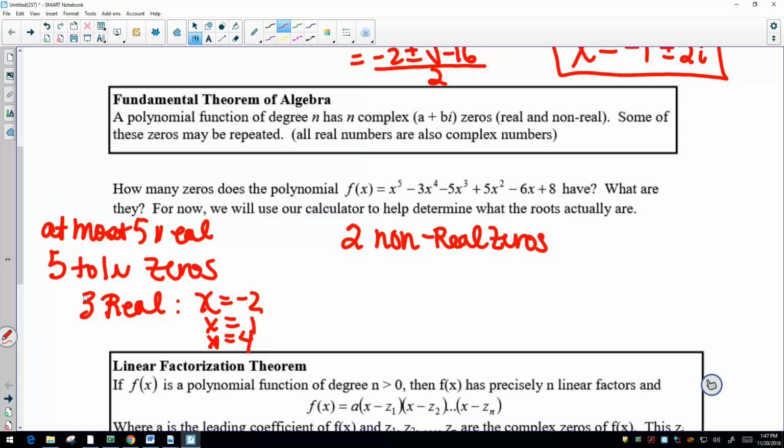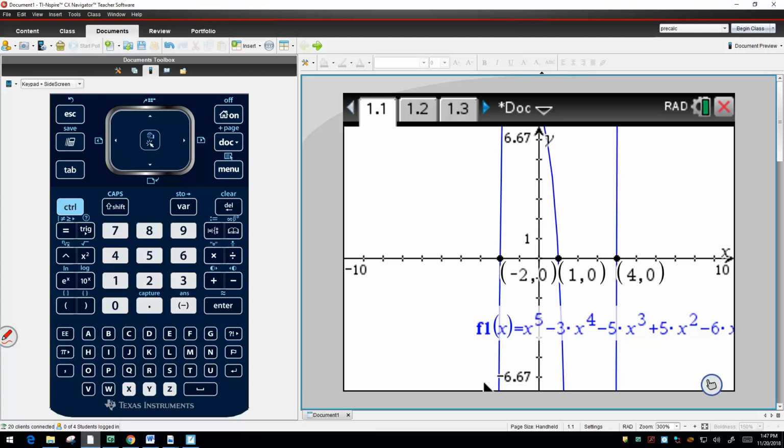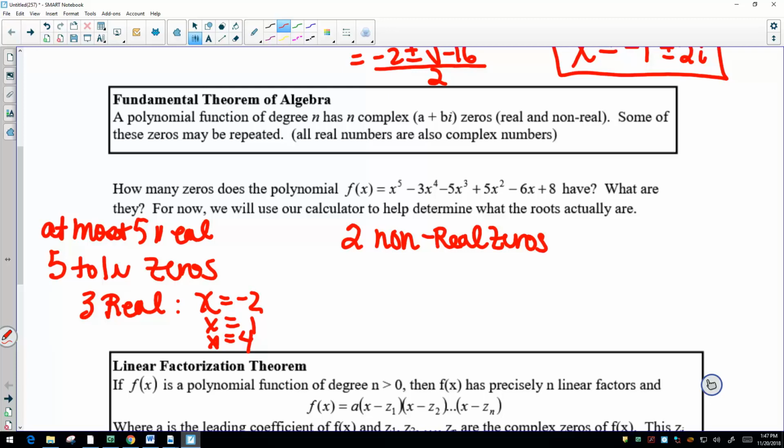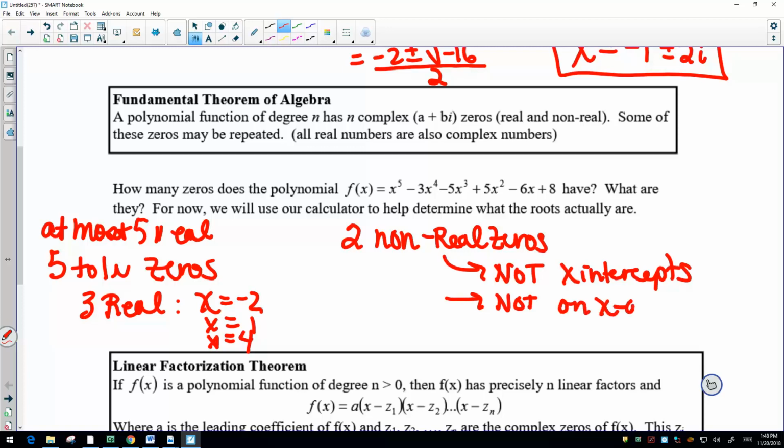We're actually going to figure out how to determine those zeros. But something to keep in mind, if they are non-real zeros, and even if we look back at the graph, that means they're not crossing the x-axis, which means they're not x-intercepts. So that's going to be huge. While they are zeros, if they are non-real, they are not x-intercepts, which means they will not be on the x-axis. So you're not going to see them. They may be there, but you may not see them.